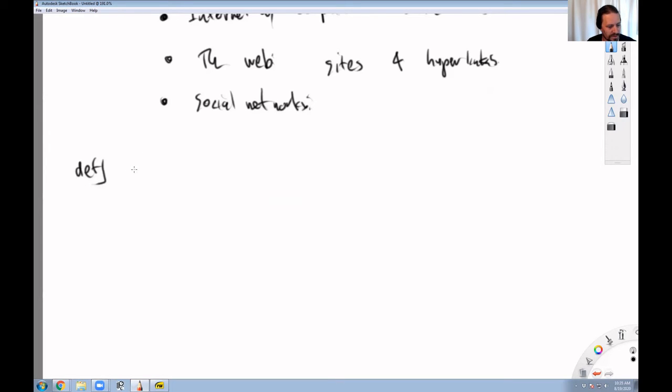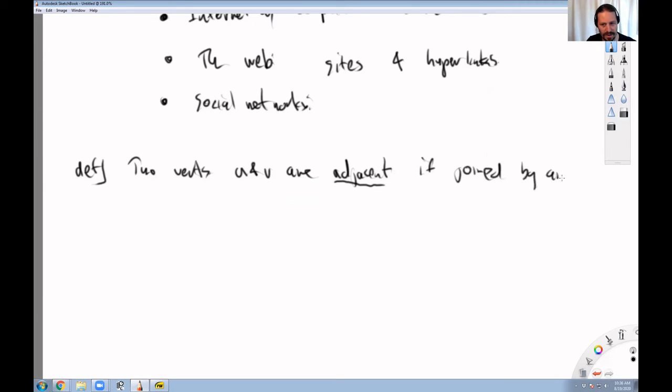Okay, so two vertices, u and v, are adjacent if they're joined by an edge. And that edge being uv, right? That's the only edge that can join u and v. So we just call them adjacent if there's an edge between them. We don't even need the term adjacent because we can just say whether there is or isn't an edge between them, but it's very convenient to use that term there.